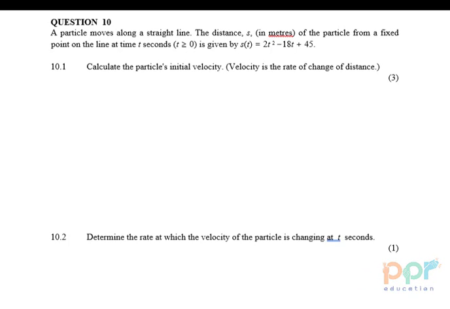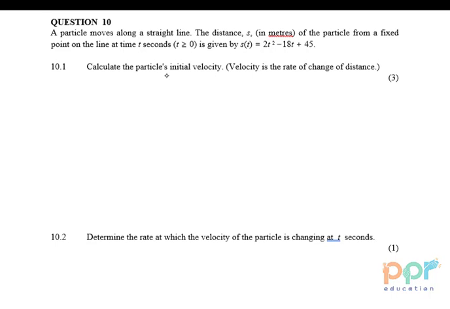For question 10, we are given a particle that moves along a straight line. The distance s in meters of the particle from a fixed point on the line at t seconds, where t must be greater than or equal to 0, is given by s(t), or the graph of s with respect to t, exactly equal to 2t² − 18t + 45.